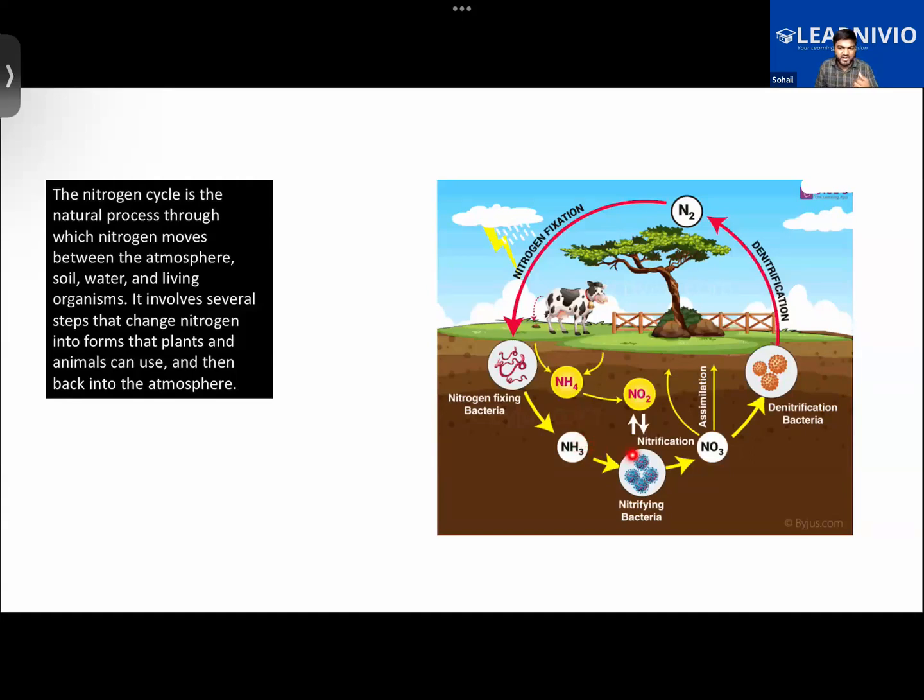Ammonium, nitrates and nitrites, and then eventually returns back to the atmospheric nitrogen. Getting it now? It's a cycle, just like the water cycle. What happens in the water cycle? The water goes back up. Basically, water also goes through several processes. It transfers from one state to another and eventually turns back to its original state. In a similar manner, the nitrogen cycle is also one such thing.